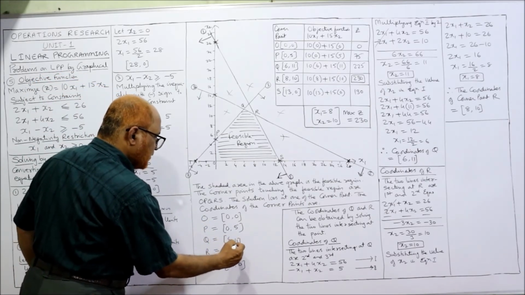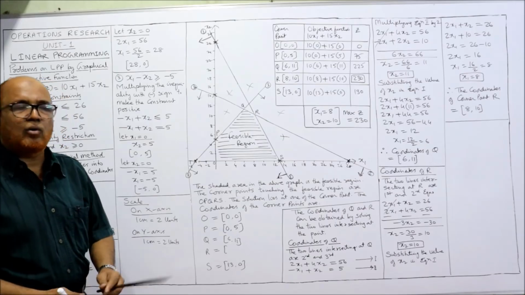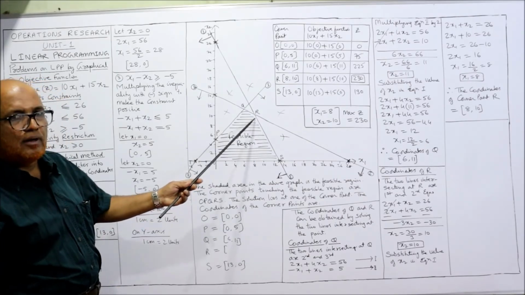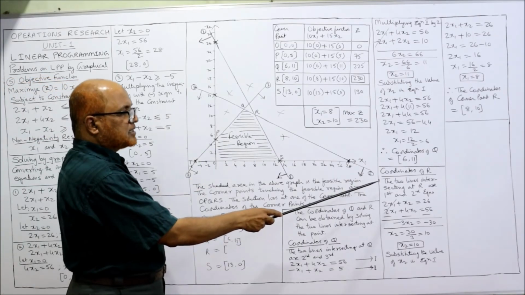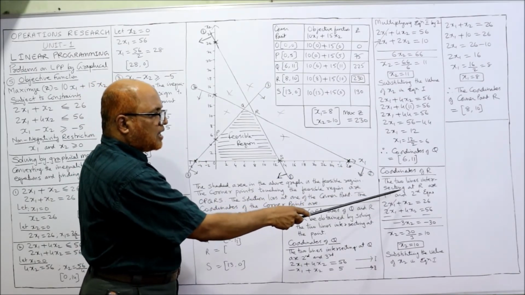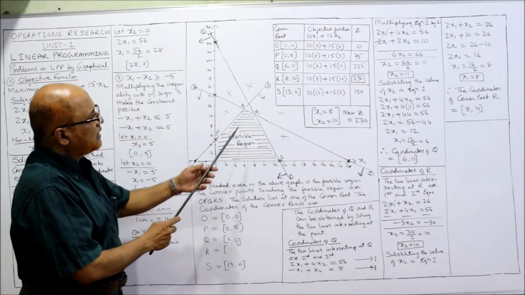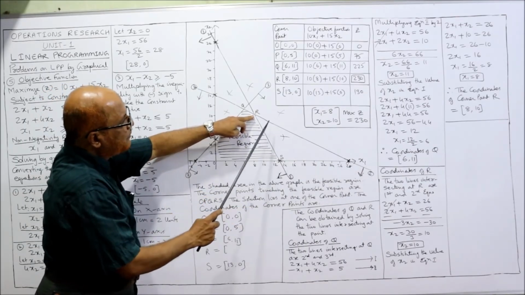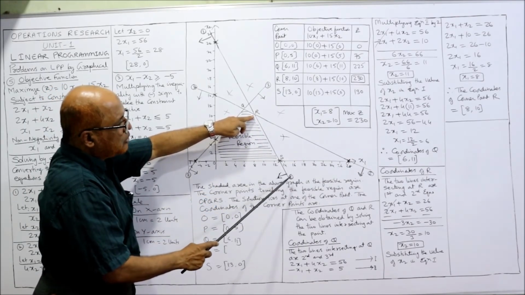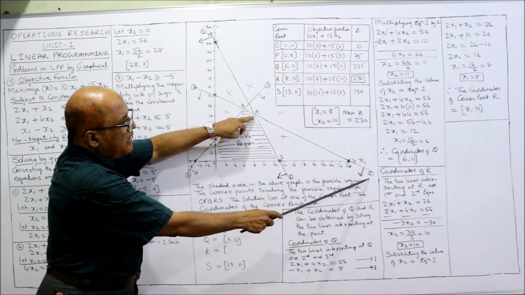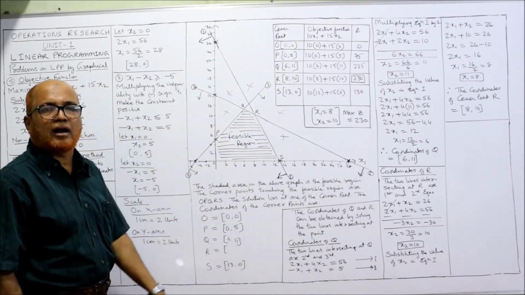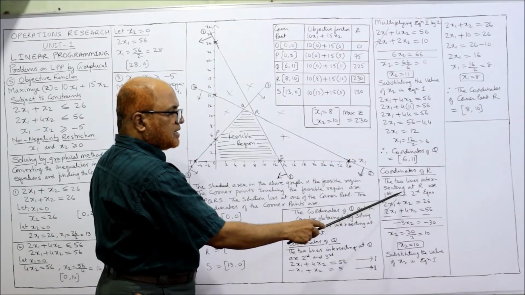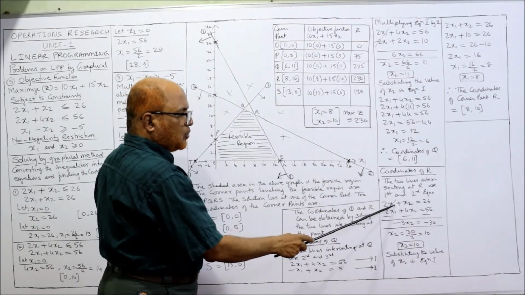Now we need the coordinates of R. Now see which are the two lines intersecting. The two lines intersecting at R are first and second. Carefully you see R. This is the first line, this is the second line. The first equation and second equation are intersecting at R.